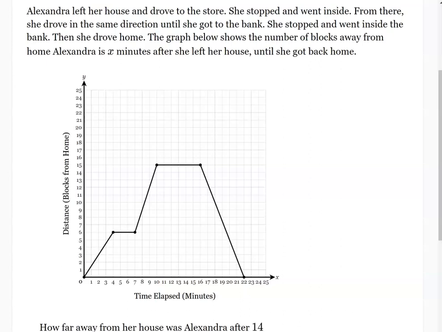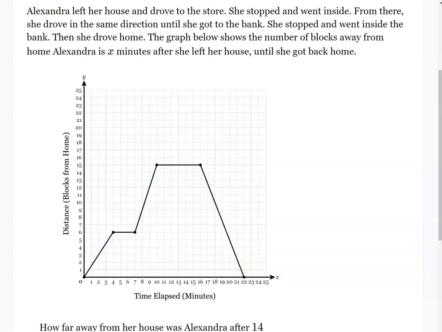Alexandra left her house and then drove to the store. So this is her driving to the store. She stopped and went inside. From there, she drove in the same direction until she got to the bank. She stopped and went inside the bank, and then she drove home. So hopefully you can visualize what's going on in the graph.